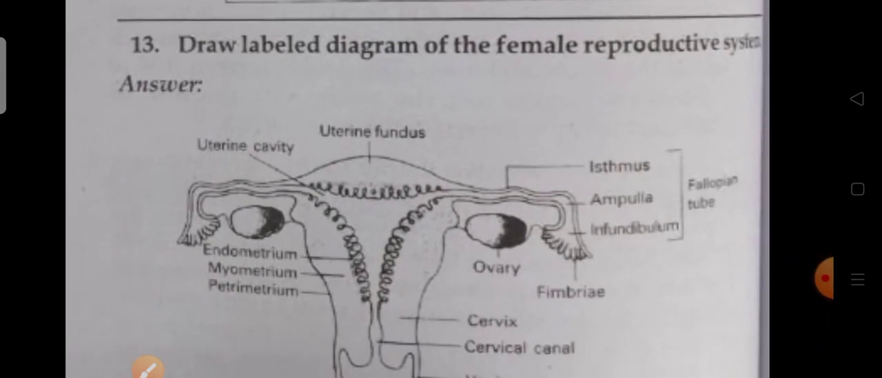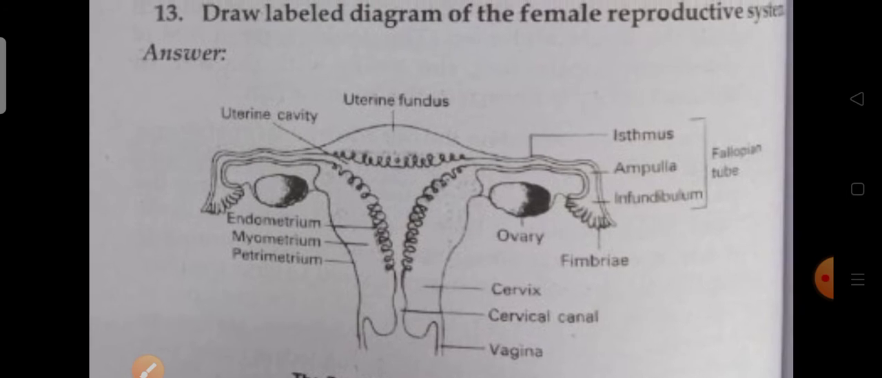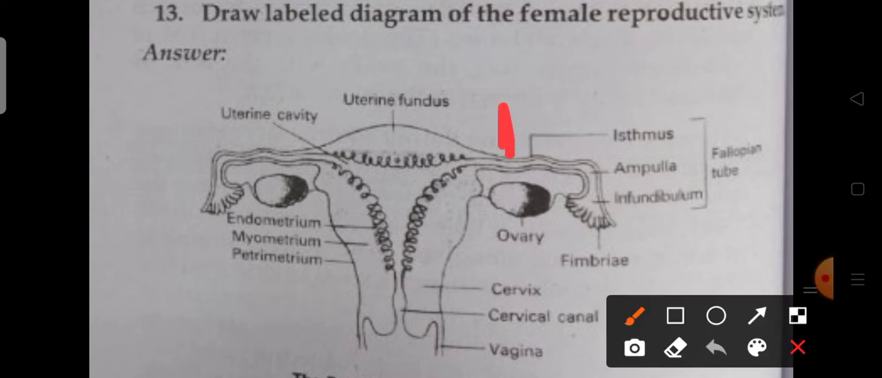Next, draw and label a diagram of the female reproductive system. Vagina, cervical canal, cervix, ovary, fimbriae, infundibulum, ampulla, isthmus, fallopian tube. The fallopian tube has three parts: isthmus, ampulla, infundibulum, and the interstitial part, along with fimbriae and ovary.